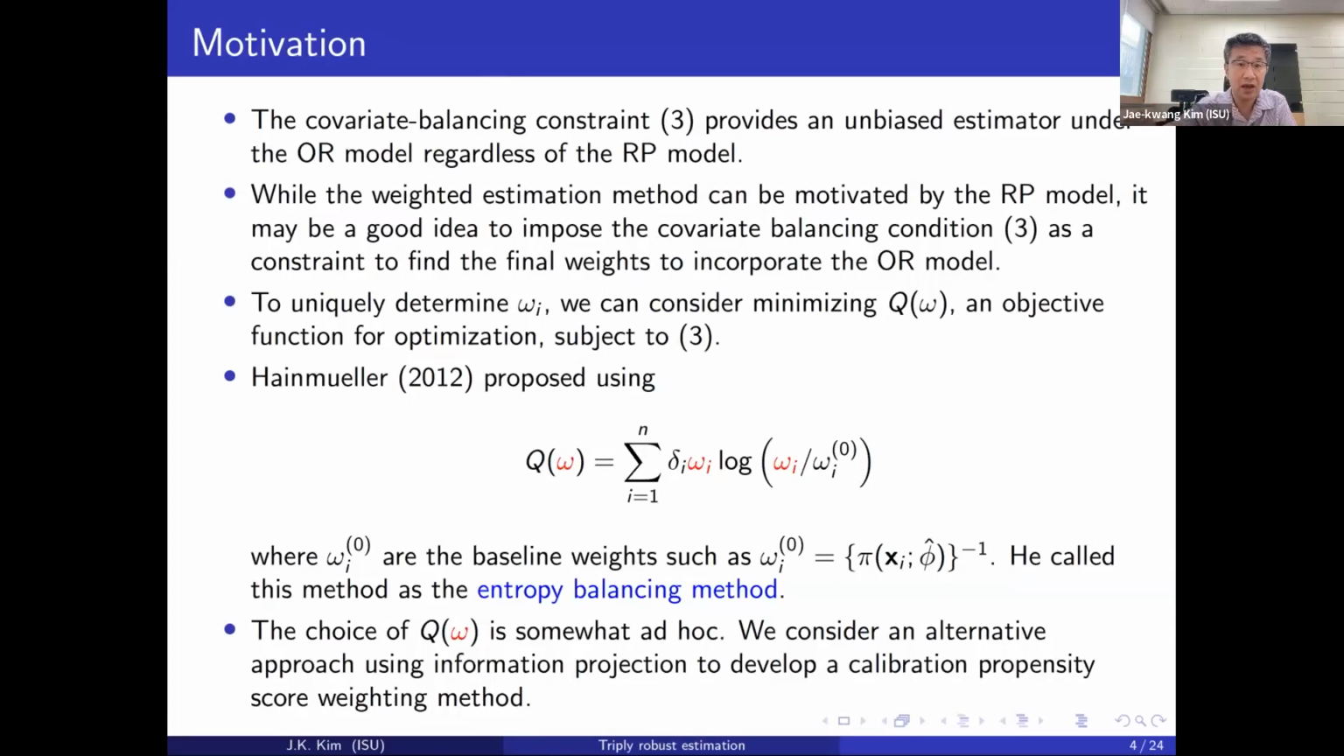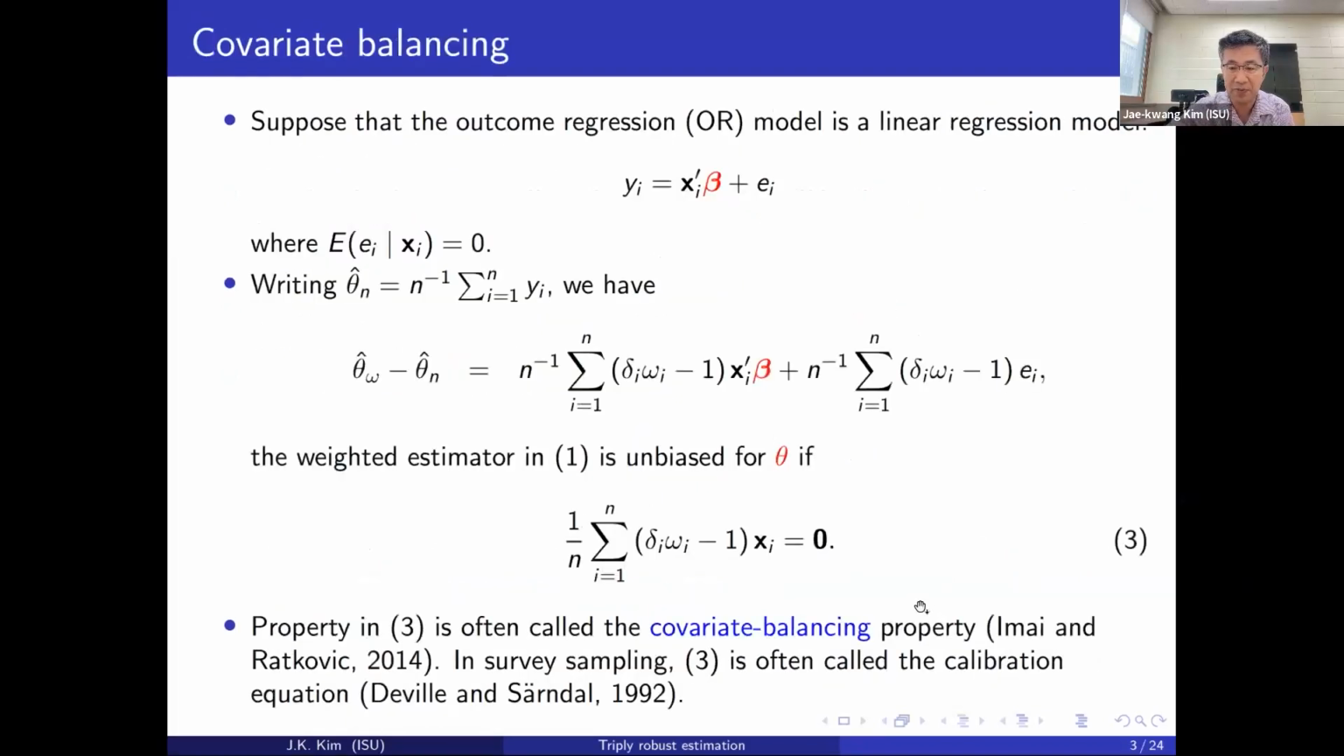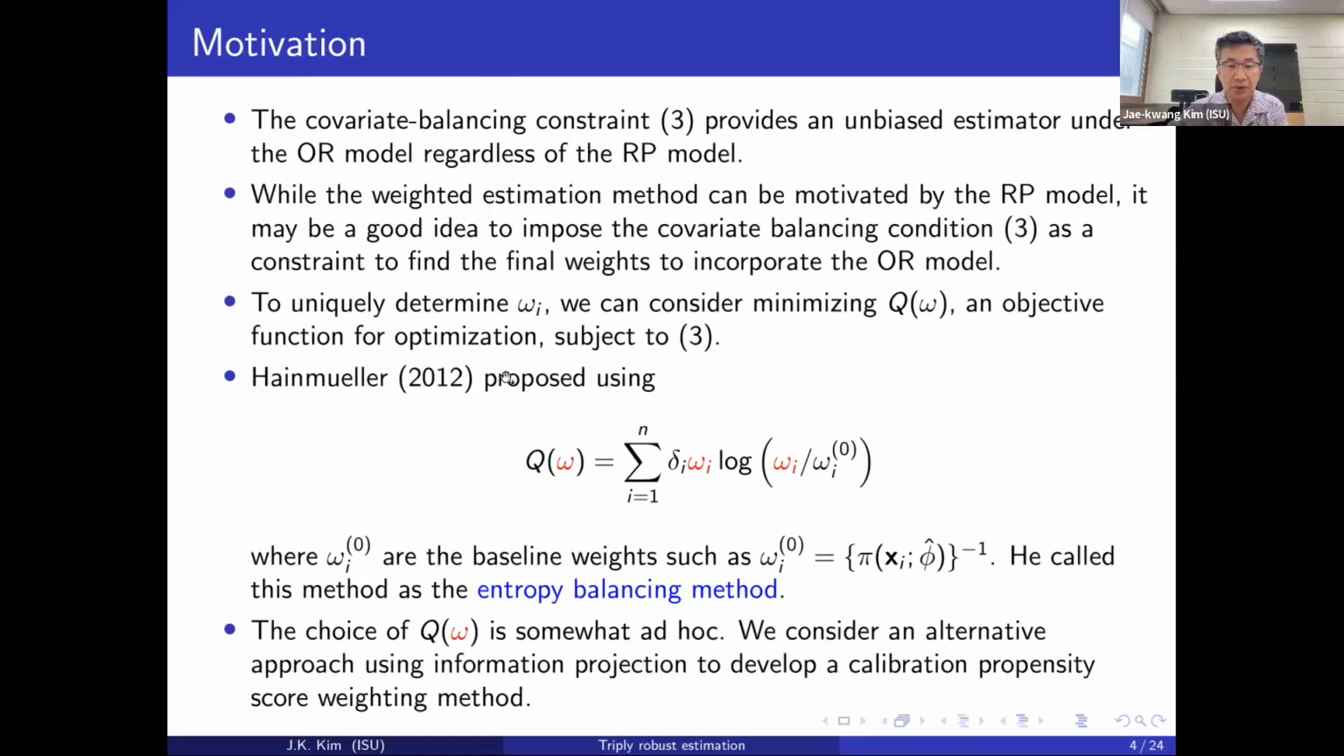While the weighted estimation method can be motivated by the response probability model, it may be a good idea to impose the covariate balancing condition as a constraint to find the final weight, to incorporate the outcome regression model. To uniquely determine the weight, we may consider minimizing a certain objective function subject to constraint 3, the covariate balancing constraint. For example, Muller proposed using an objective function from entropy theory, and he called this method the entropy balancing method. But the choice of this Q function is somewhat ad hoc, and we consider an alternative approach using information projection to develop a calibrated propensity score weighting method.